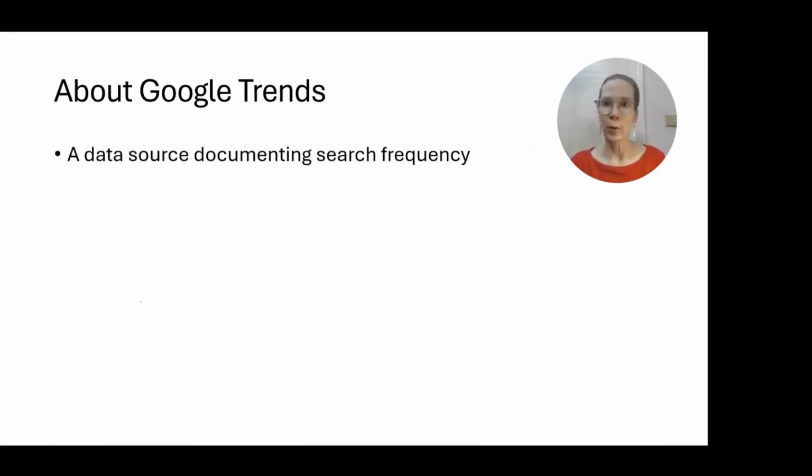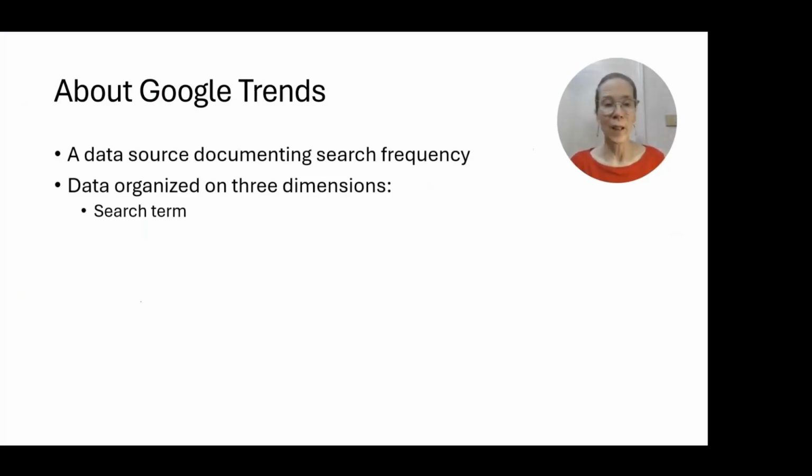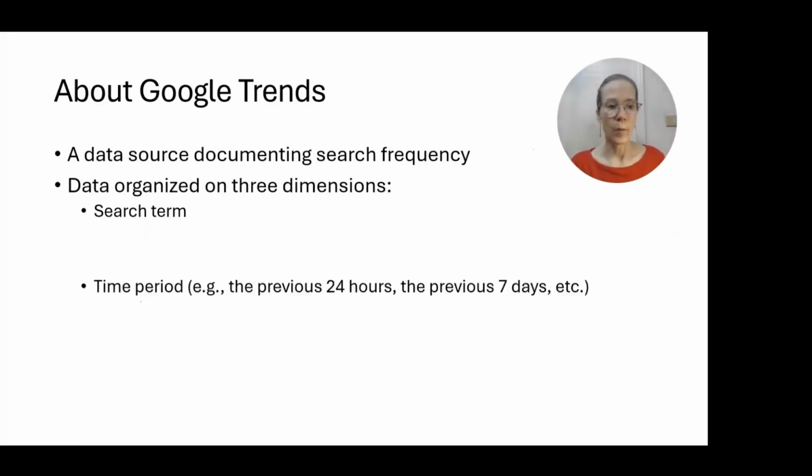This is a data source, and it documents search frequency. The data are organized on 3 dimensions. The first is the search term. What kind of information are people looking for? Are they looking for information on a particular news story, on a particular product or service? Whatever it is, there's some kind of term that must be entered into Google to perform the search.